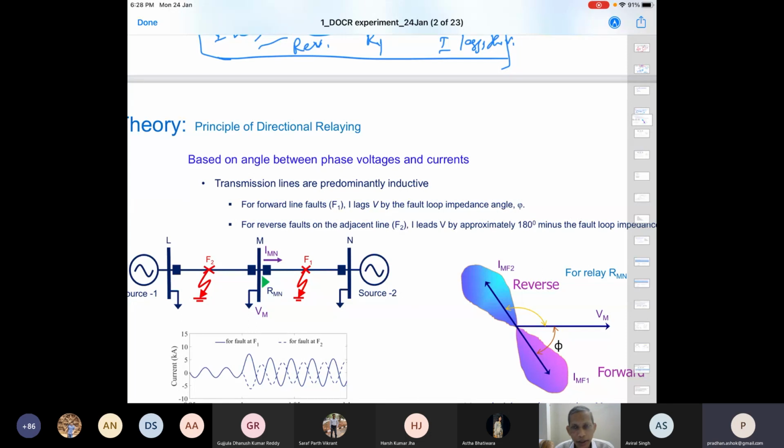Earlier, in the first class, I told you how to compute the phasors. So these are all phasors, and phasors have both magnitude and angle. If you can compute the voltage phasor and the current phasor, then you can get the angle between voltage and current. If the current angle is lagging the voltage, then it is one direction of fault. If it is leading, then it is the other direction of fault. That is the straightforward conclusion.